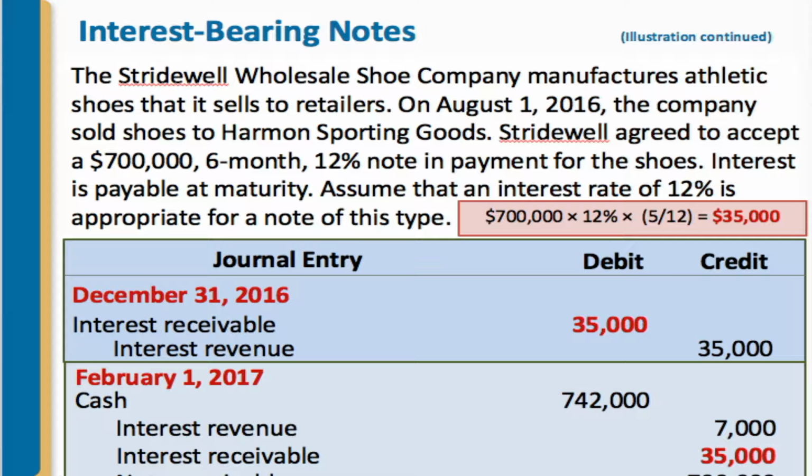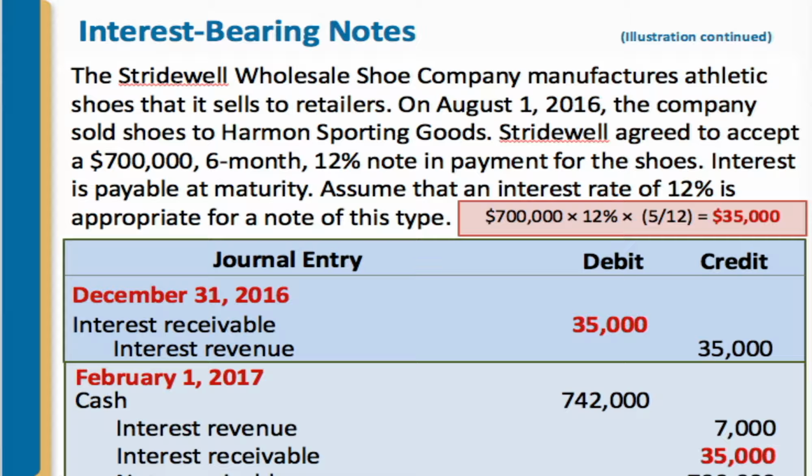If the sale in the illustration occurs on August 1st, 2016, and the company's fiscal year is December 31st, then a year-ending adjusting entry accrues interest earned. To recognize the interest earned for the 5 months from August to December, we record an adjusting entry on December 31st by debiting interest receivable and crediting interest revenue for $35,000. On maturity, which is in this case February 1st, 2017, we record the collection of the notes receivable.